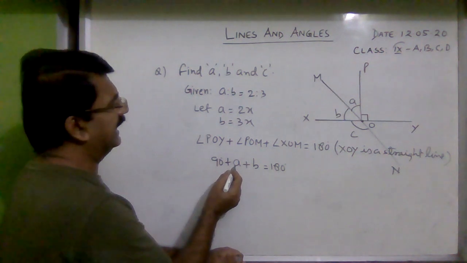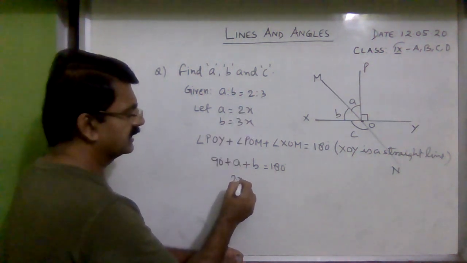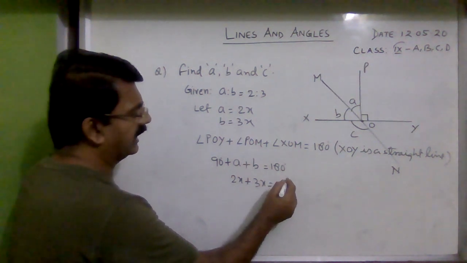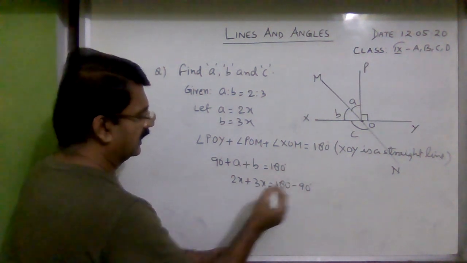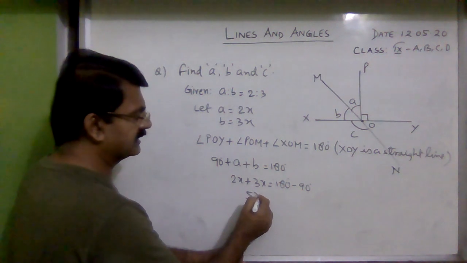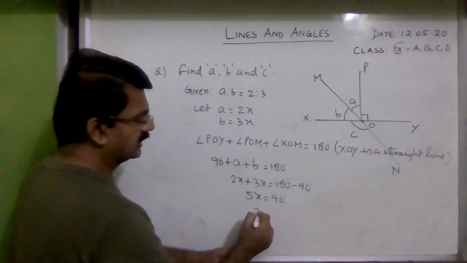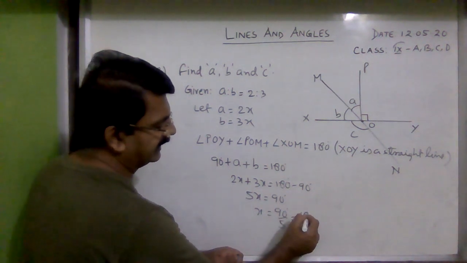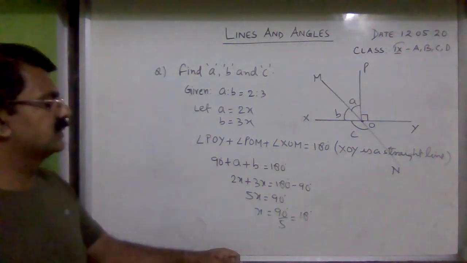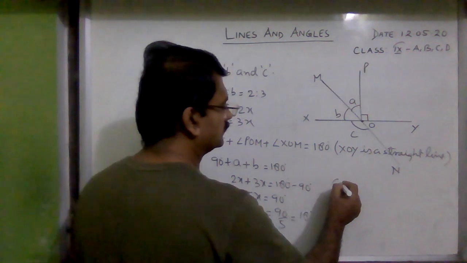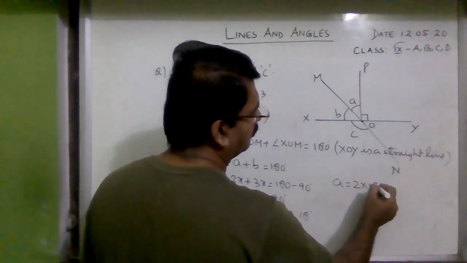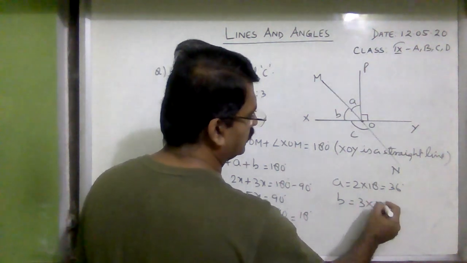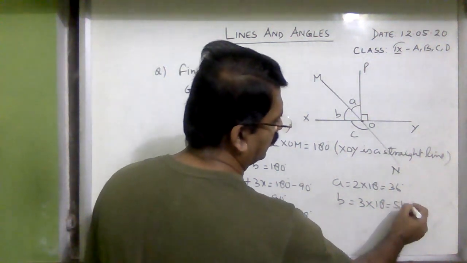Now A we have assumed 2x according to the ratio and B is 3x, equal to 180 minus 90. So 2x plus 3x, 5x is equal to 90. So x will be equal to 90 upon 5, that is 18. Now we have found x. So A is equal to 2 into 18, that is 36 degrees. B is equal to 3 into 18, that is 54 degrees.